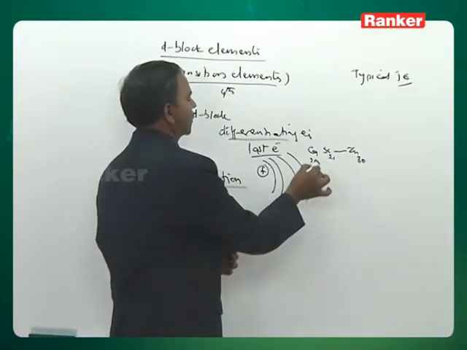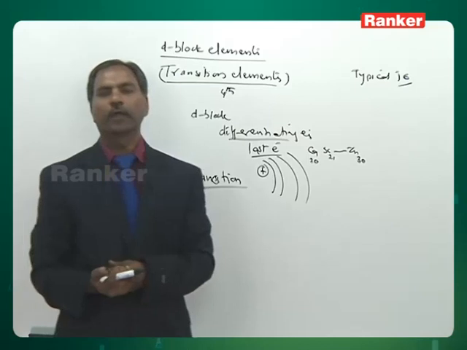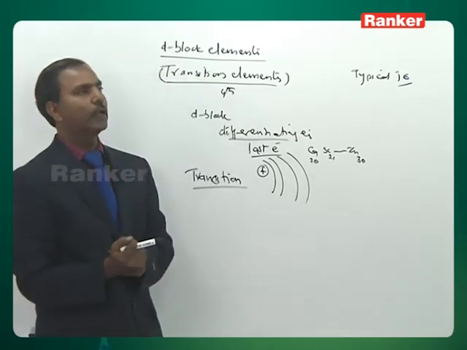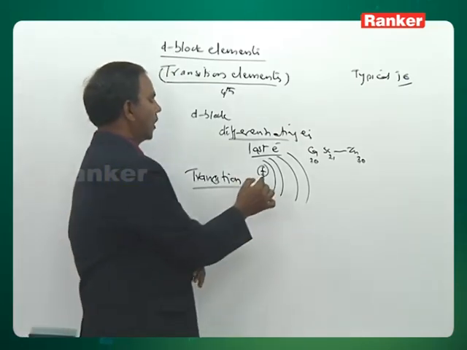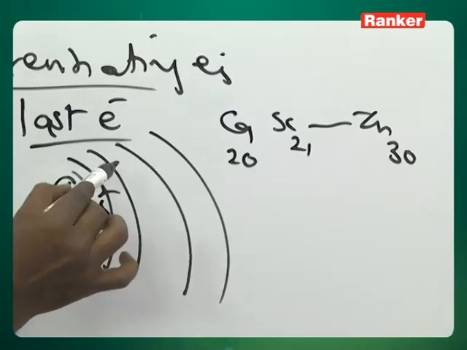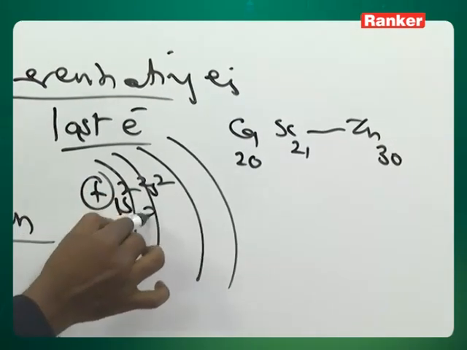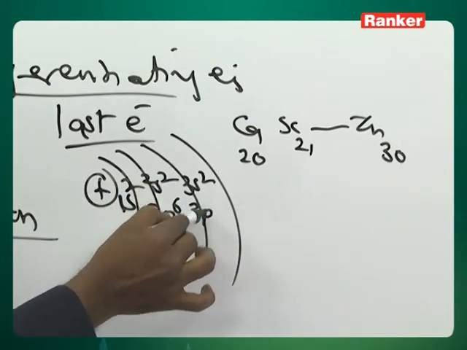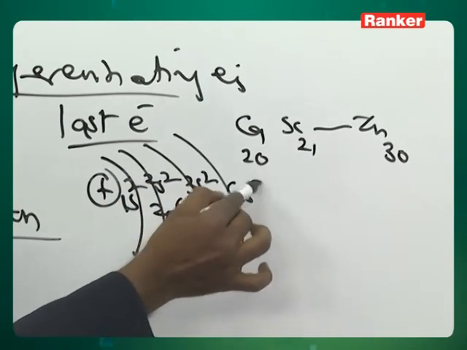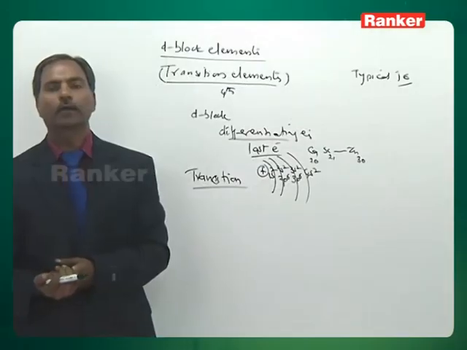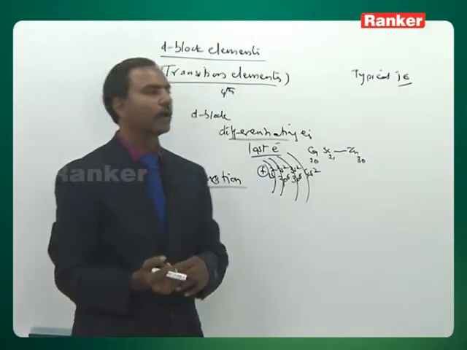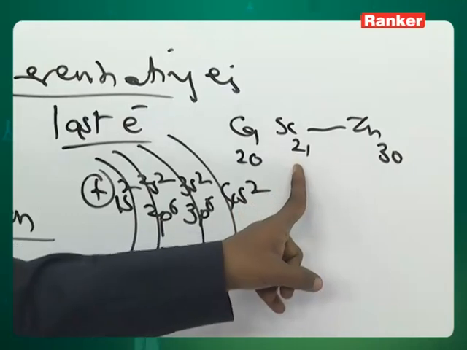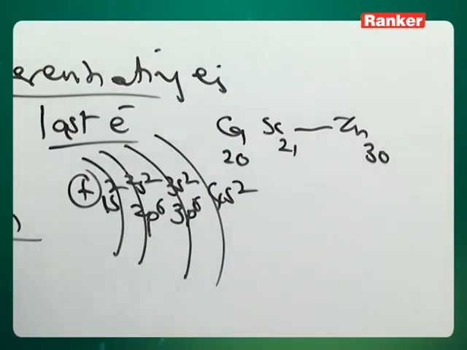Let me first show the electronic configuration of calcium. See, I am writing on the board the calcium electronic configuration. Now, 1s2, 2s2, 2p6, 3s2, 3p6. This is the electronic configuration of calcium. Now, let us talk about scandium 21 to zinc 30.